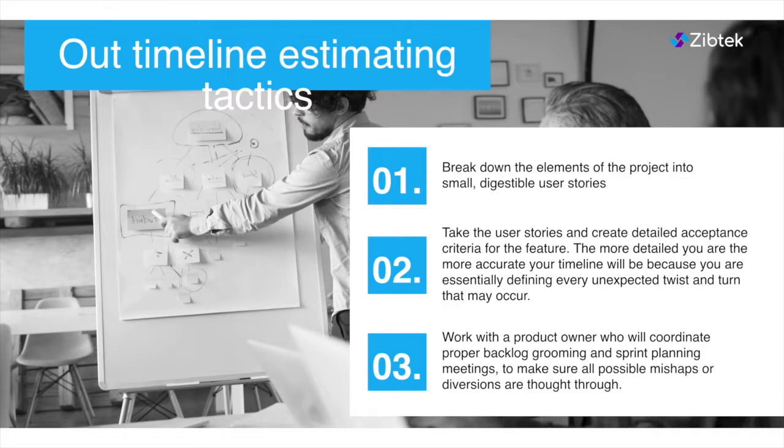Work with a product owner who will coordinate proper backlog grooming and sprint planning meetings to make sure all possible mishaps or diversions are thought through. If each user story isn't detailed enough, your estimate will be vague and oftentimes incorrect. But as you add more detail, your estimate will become more precise.